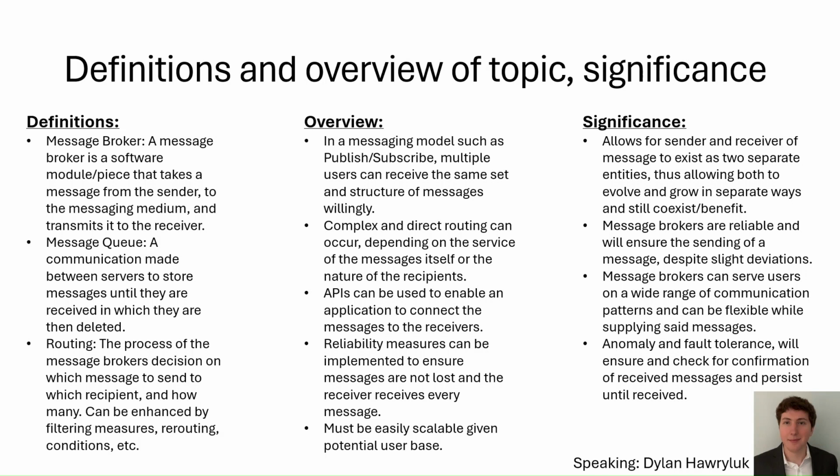Also significant is anomaly and fault tolerance, where the broker will check and confirm that messages were actually sent and received, and then say, okay, this is good to go, we're done with this message. Like we previously talked about with routing or the message queue, where we'll delete that from the queue.